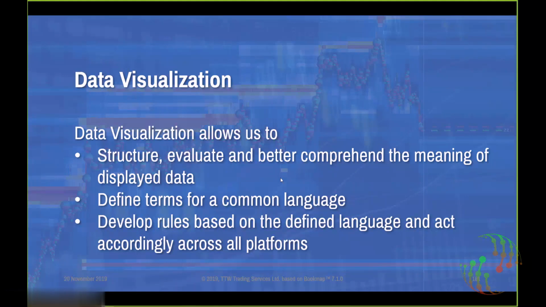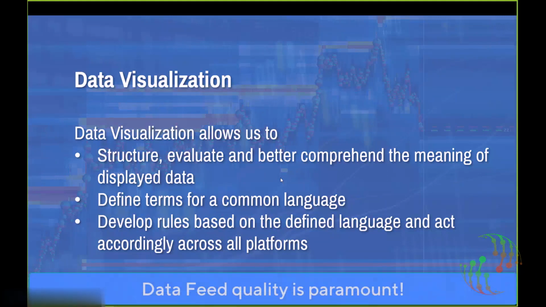But data visualization depends, as we will see, on data feeds and the quality of the data you are receiving, and only good data can be analyzed and presented to you. So we can only make good decisions based on the incoming data, on the quality of data, and that's absolutely paramount. We need the best quality of data to understand what the market is doing.